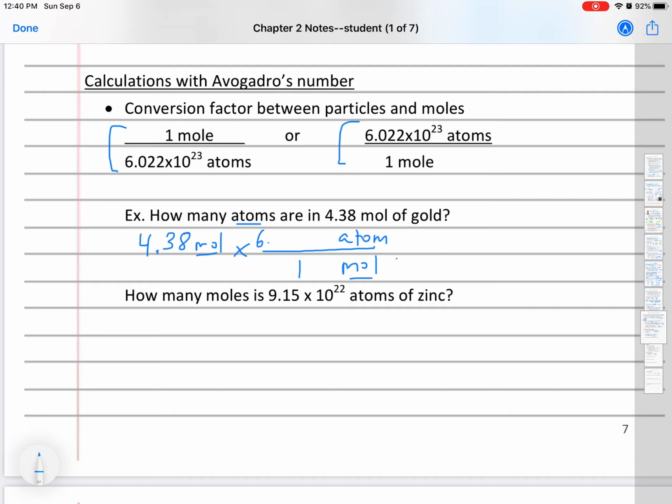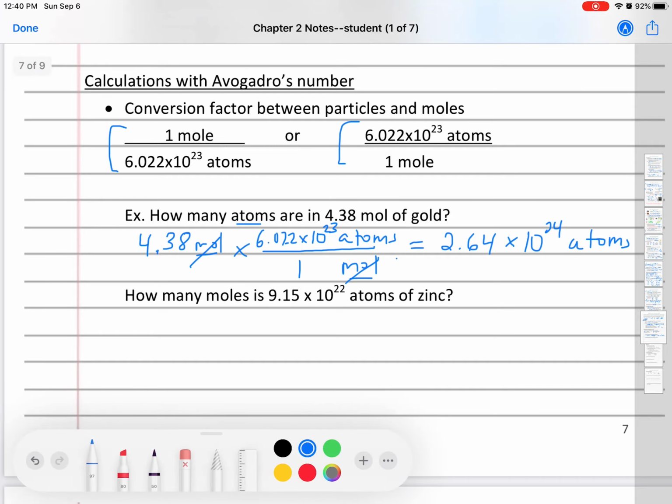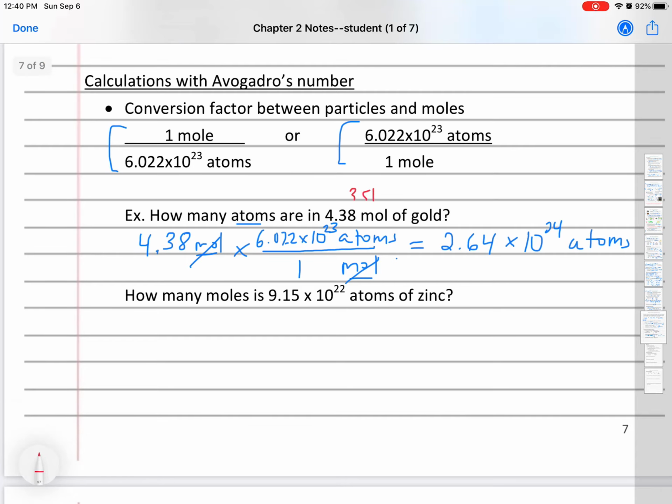So 1 mole is 6.022 times 10 to the 23rd atoms. Our moles cancel out, and our answer will be in atoms. So 4.38 times 6.022 times 10 to the 23rd comes out, and we convert the answer to correct scientific notation, and we get 2.64 times 10 to the 24 atoms. And notice that the number I'm given in the problem is 3 sig figs, so I want my answer to be 3 sig figs as well.